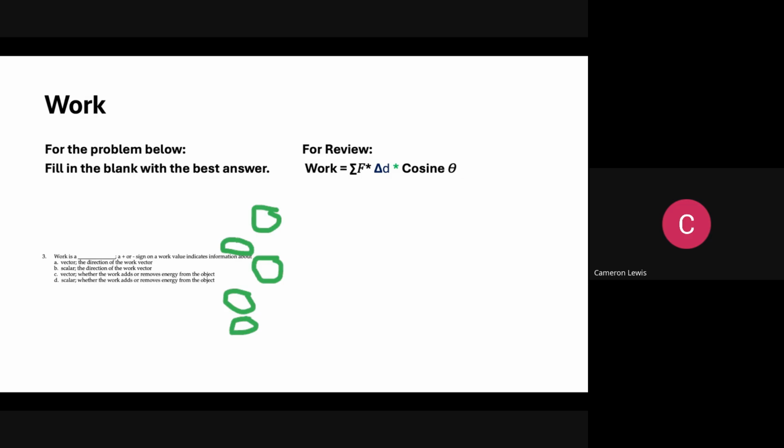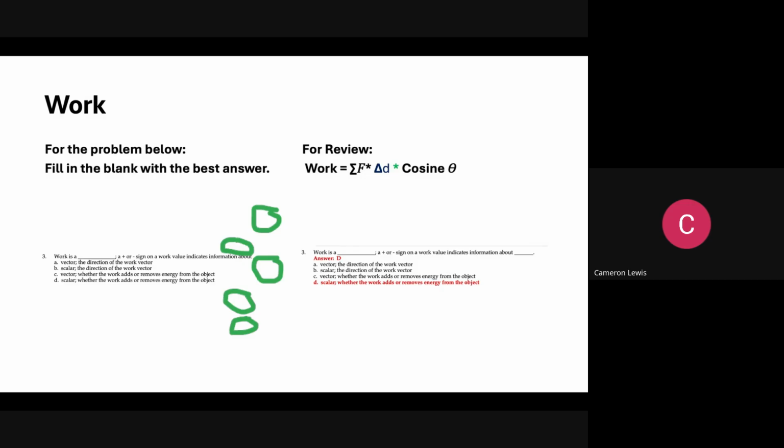what would that mean for it to be a positive or negative sign? If it's a scalar, we're not too worried about the direction, but really what we're worried about is what comes up in this. Answer D. I'm just telling you because work really is a scalar and it talks about positive or negative when we're thinking about adding or removing energy to the system.